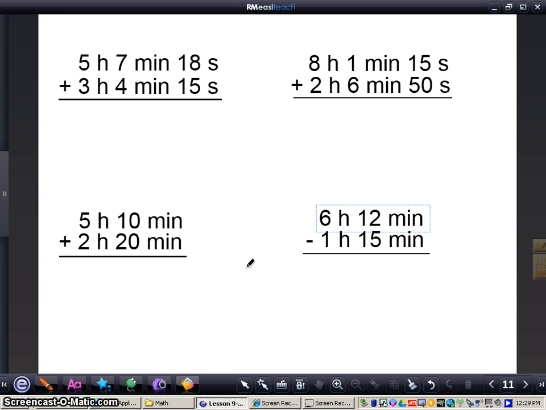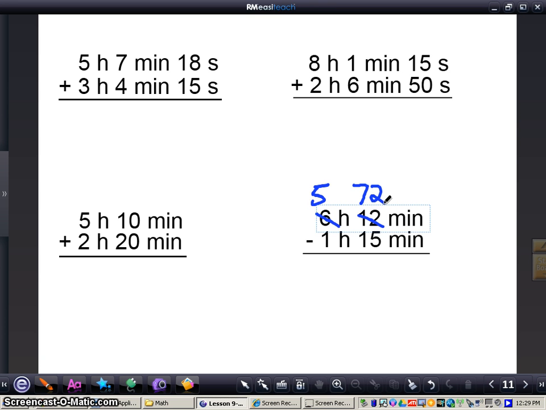Now we're going to take a look at one last problem. You can see now we're going to take a look at a subtraction problem. So we have 6 hours, 12 minutes, minus 1 hour, 15 minutes, and what we have to do, we're going to start out by taking 15 from 12, and you cannot do that, so you're going to have to regroup and change that 6 to a 5. We're going to add 60 minutes over to the 12. Gives us 72 minutes.